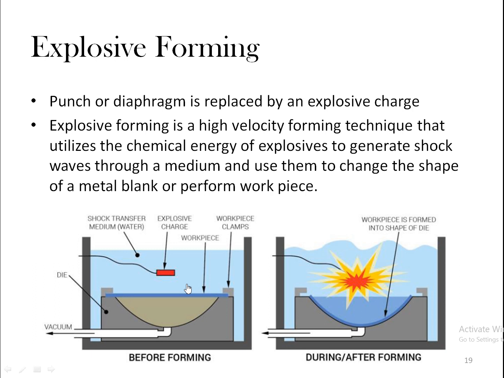So the arrangement is very simple. You have a chamber inside which you have a die of the required shape, and a sheet metal is clamped over the die, and you have an explosive charge, and the complete setup is in a water medium. Now during the process, the explosive charge is made to explode or burst. So when this bursts, two things happen. I'll show you what happens.